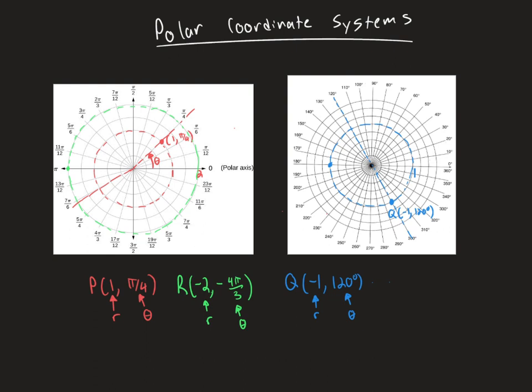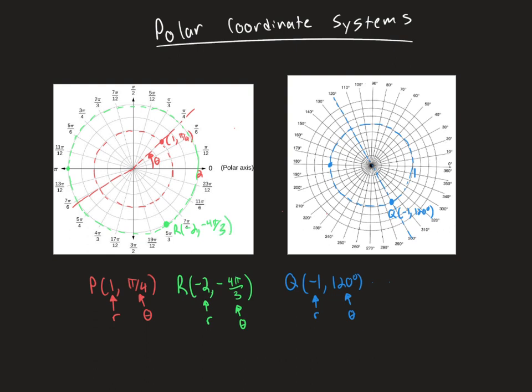Okay, and 4 pi over 3 is going to wrap us all the way around. Here's 3 pi over 3 bringing us all the way here, and then another pi over 3 is going to bring us right here. So this is r, negative 2, negative 4 pi over 3.